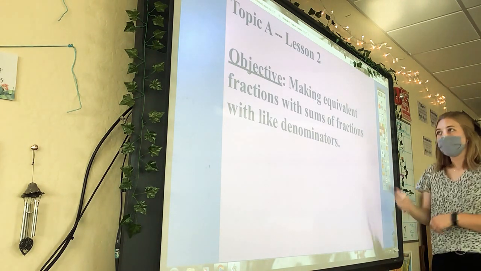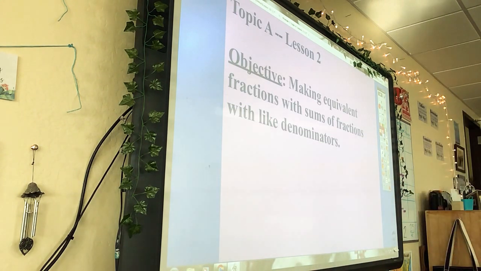Okay, take a second. Read that again to yourself in your head. Think about what that means. What does it mean to work with sums? Think to yourself, what is a sum? And then also, what's the denominator? What does it mean to have like denominators? Okay. Think about that. You're thinking to yourself in your head. Serious answers only. Please turn and tell your neighbor what you think. Go.